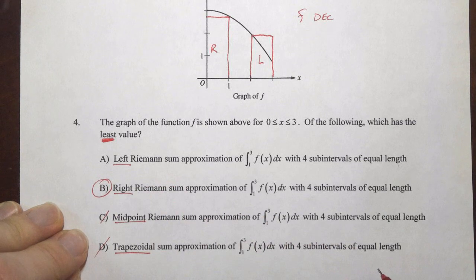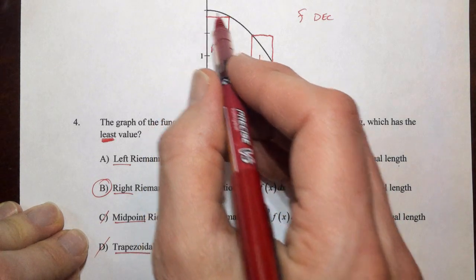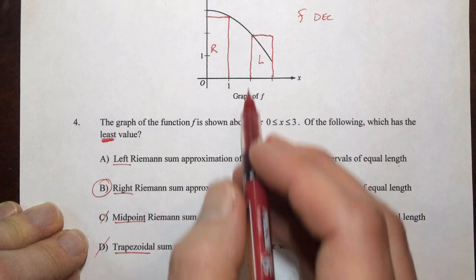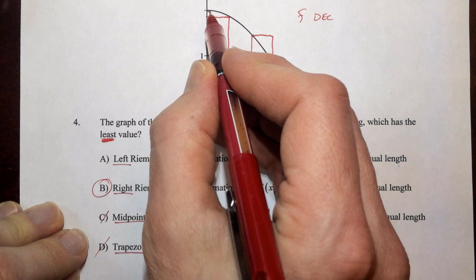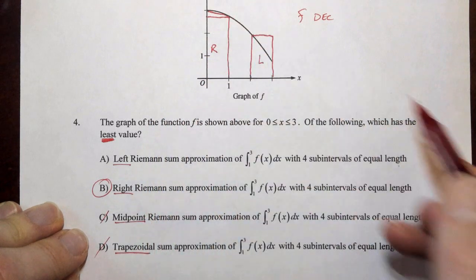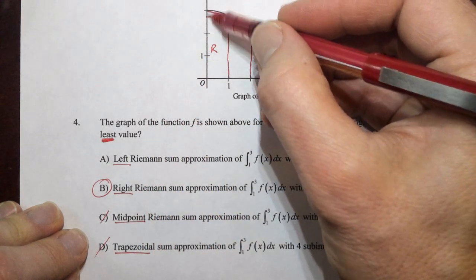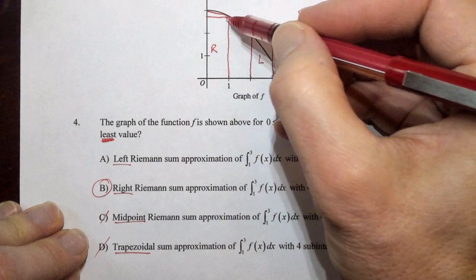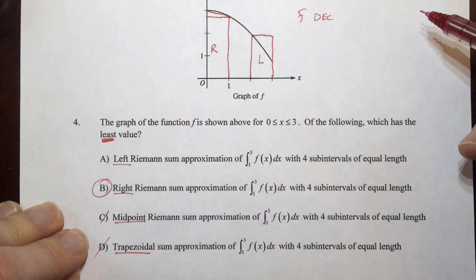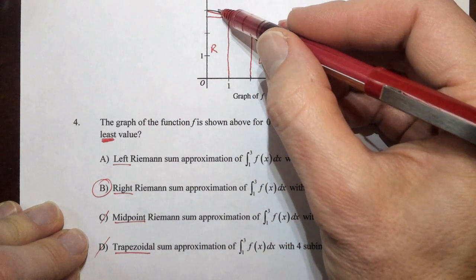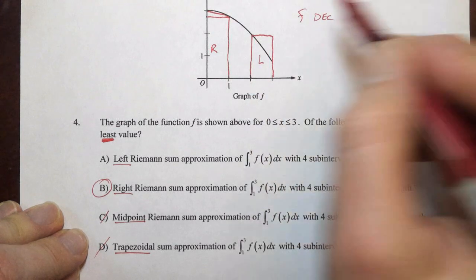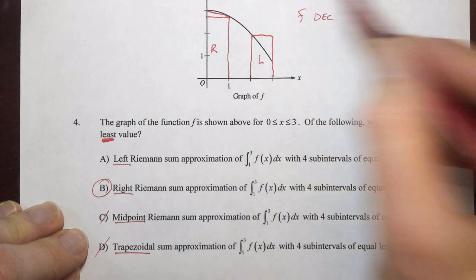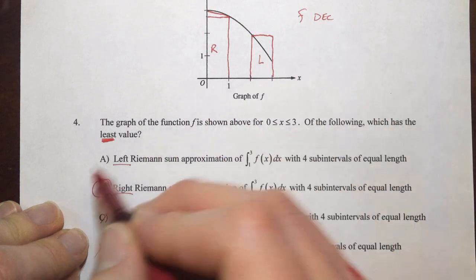And just to make sure, the trapezoid sum would also be an under approximation, because this curve is concave down. But if we draw a quick trapezoid up here, take a look at the trapezoid compared to the right sum. You can see the trapezoid sum is going to have more area because it's drawing that diagonal, whereas the right Riemann sum is going horizontally across. So our answer is B.